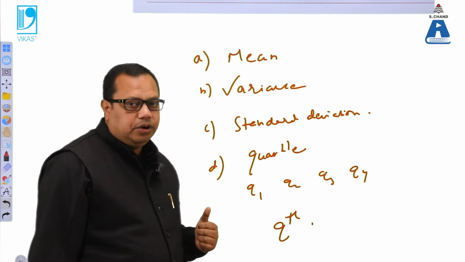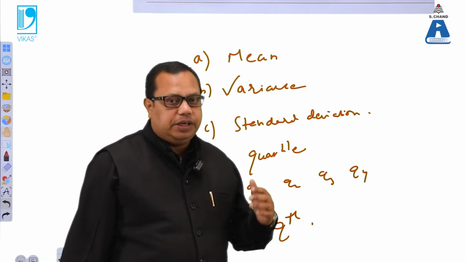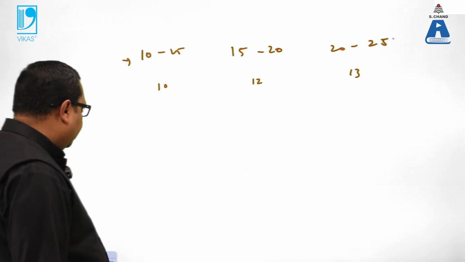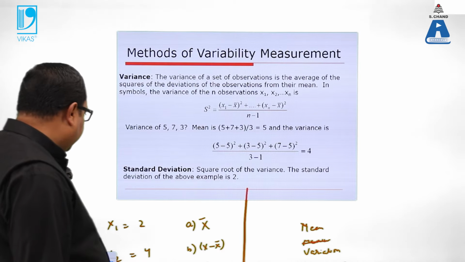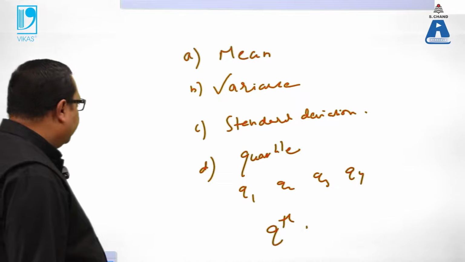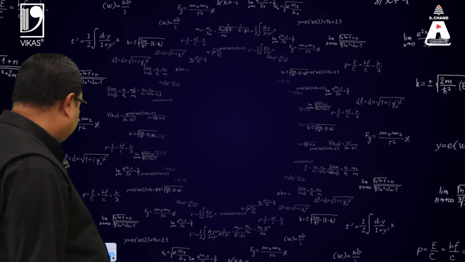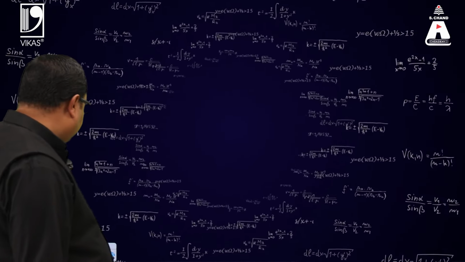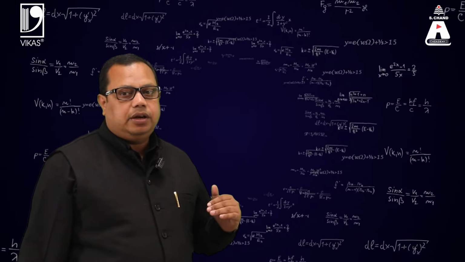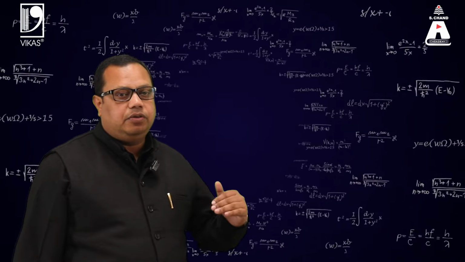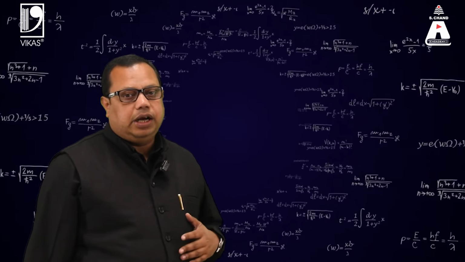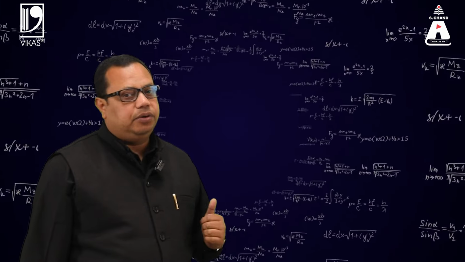I hope in this video you have learned how we have done the different calculations from the basic calculation. We have learned how to calculate the mean, from the mean how to calculate the variance, from the variance how to calculate the standard deviation, and after that how to calculate the quartile value of the given data.